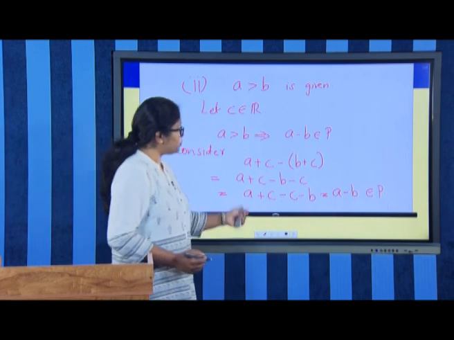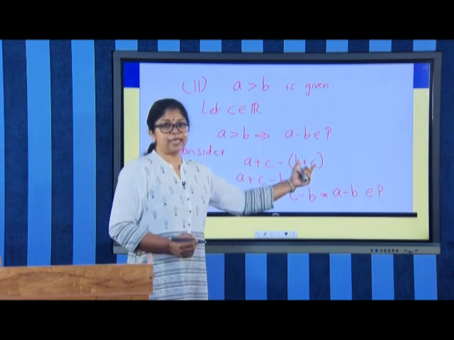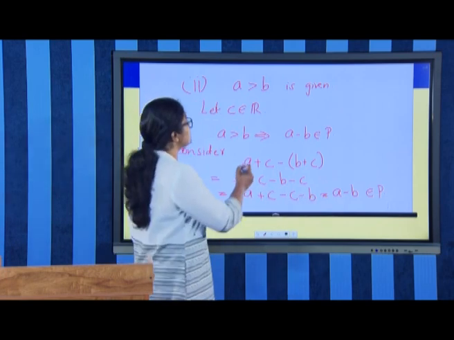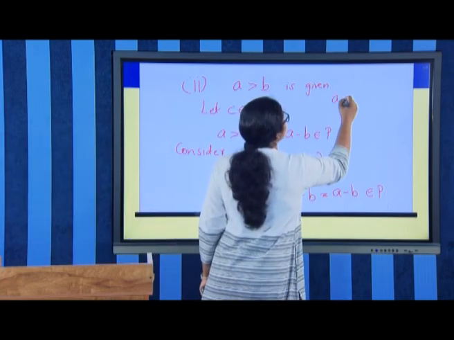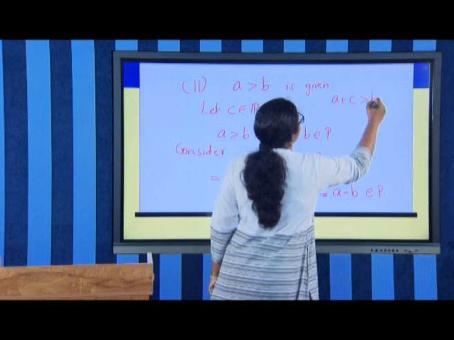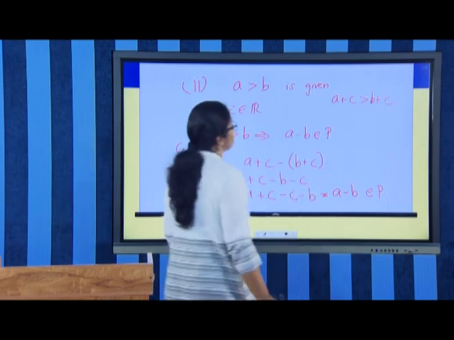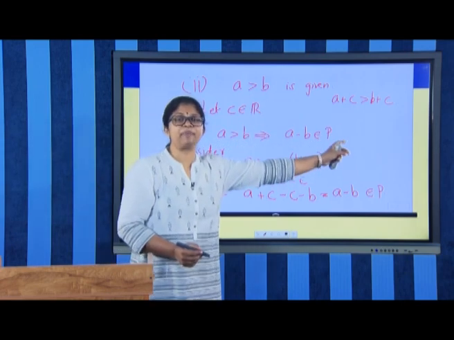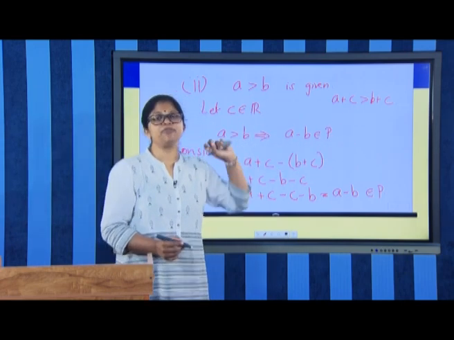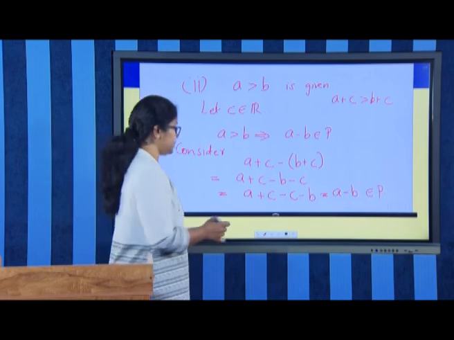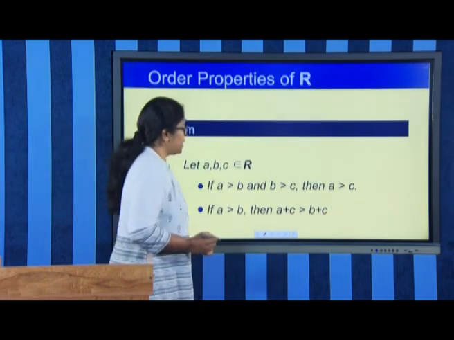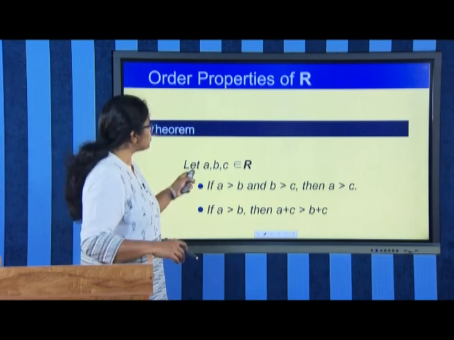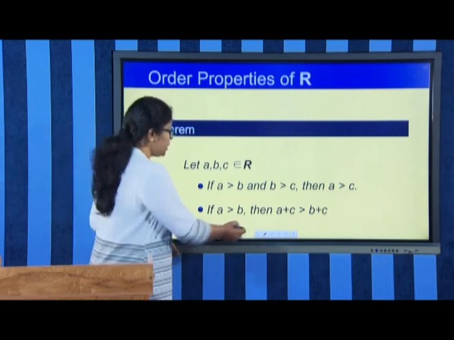So, what we have proved now is A plus C minus of B plus C belongs to P, which shows that A plus C is greater than B plus C. So, if A is greater than B, then definitely A plus C is greater than B plus C for every real number C. So, that is the proof of the second part. So, that shows the proof of this theorem.